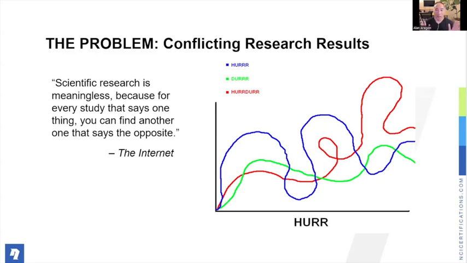A lot of times you'll hear people say scientific research is meaningless because for every study that says one thing, you can find another study that says the total opposite. So forget science, it's just a big show. Well, if we resort to just wholesale dismissal of science, then what we're left with is just speculation and intuition and hearsay and much more treacherous means of gaining knowledge of reality.